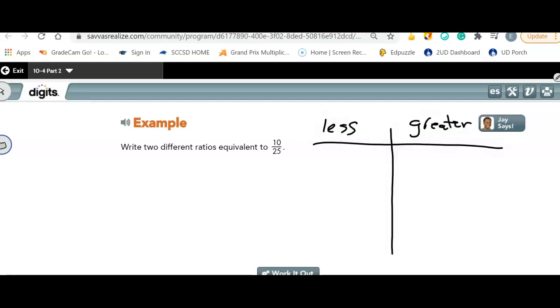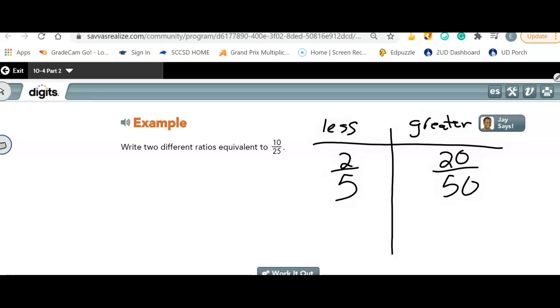Okay, so let's talk about equivalent ratios. The ratio given to us, or the fraction, is 10/25. What is an equivalent ratio that is greater than 10/25? Becca. 20/50. What is less, smaller than, less than? Hudson? 2/5. Okay. Is 20/50ths, 2/5, and 10/25 all equivalent to each other?